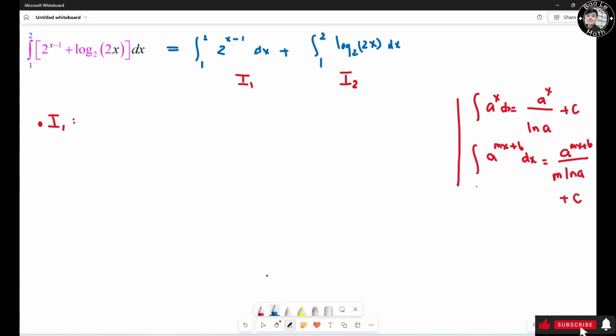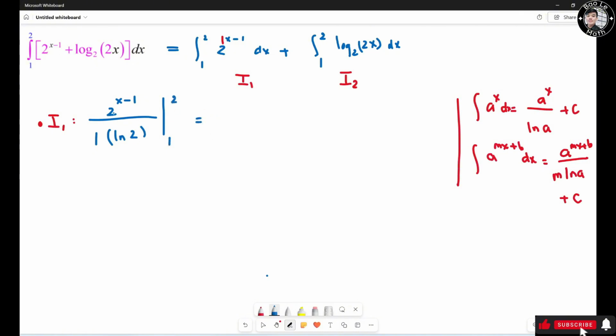Alright, so we're gonna apply this formula into this situation, right? So this guy turns out to be 2 raised to the s minus 1. M in this situation is 1, right? So this one over 1 times natural log of 2, right? Because a in this situation is 2. Evaluated from 1 to 2, right?